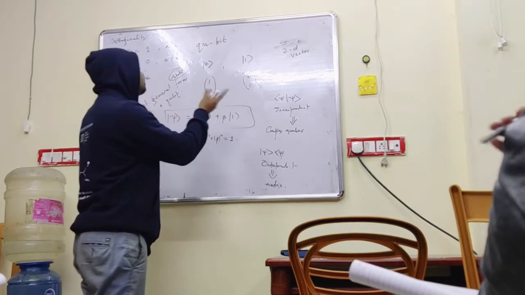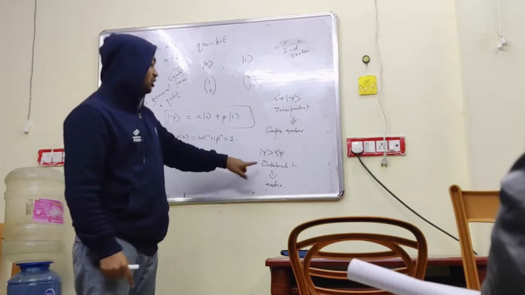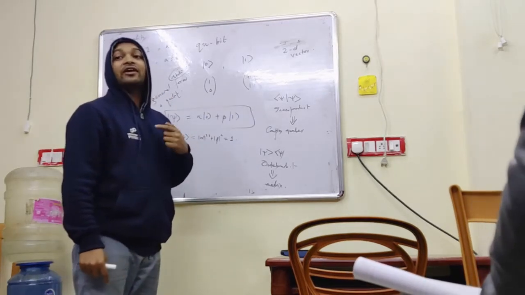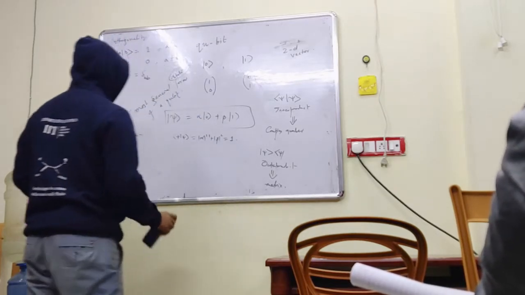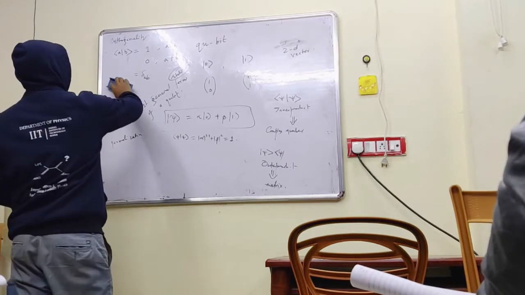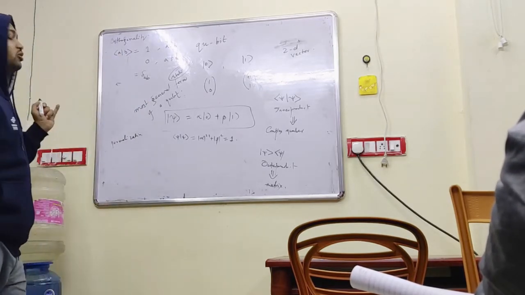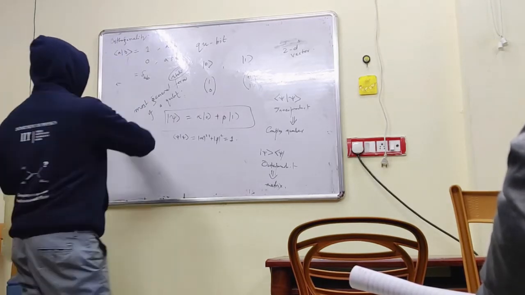Now I'll tell you how this inner product and outer product look in terms of vectors. You wrote this property of orthogonality. Yes. This is very important.